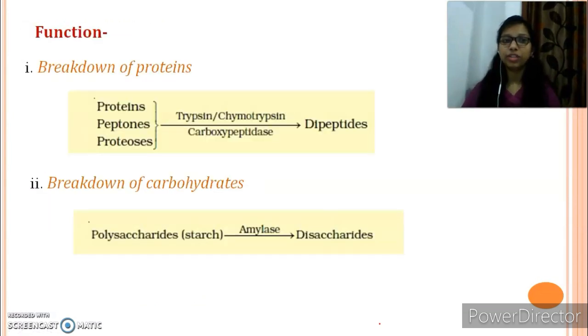Now let's see the function of the different enzymes which are present in the pancreatic juice. Okay, so first of all let's see about the breakdown of proteins. So the pancreatic juice, trypsin, chymotrypsin and carboxypeptidase, they help in the breakdown of proteins or peptones or proteoses into dipeptides. Okay, protein अगर पहले कुछ ब्रेक हुआ है like with the help of pepsin, अगर वो ब्रेक हुआ है then it will get converted into peptones and proteases.